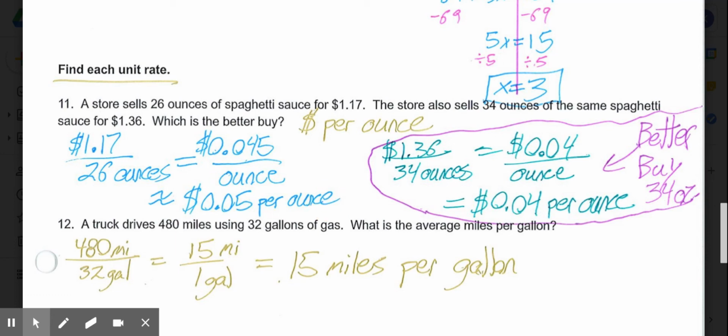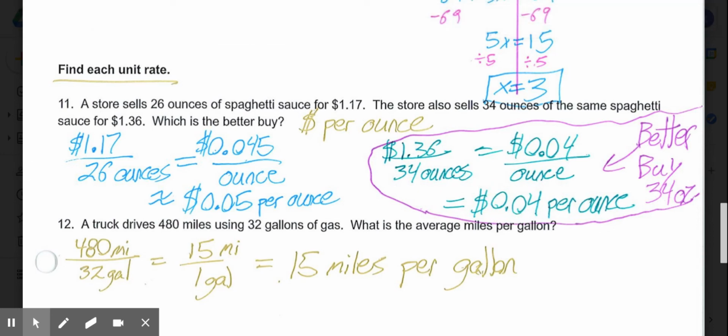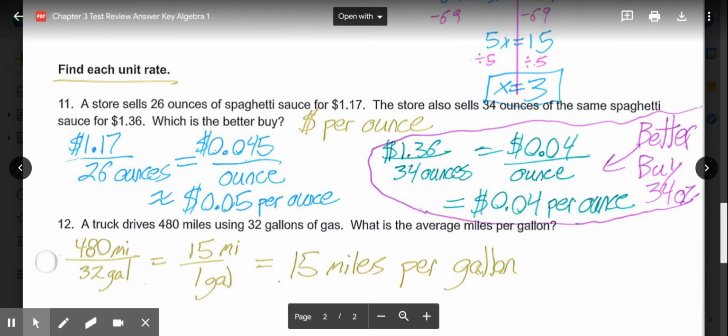Then we do the same with the 34-ounce jar. The $1.36 divided by the 34 ounces gives us 4 cents per ounce. So then 5 cents per ounce or 4 cents per ounce. The 4 cents is the better buy. So your better buy would be the 34-ounce jar of sauce.